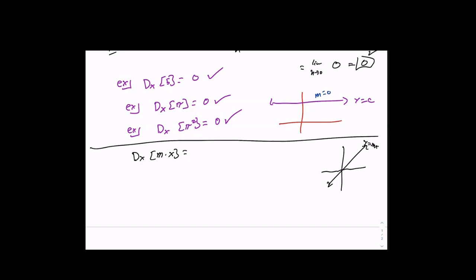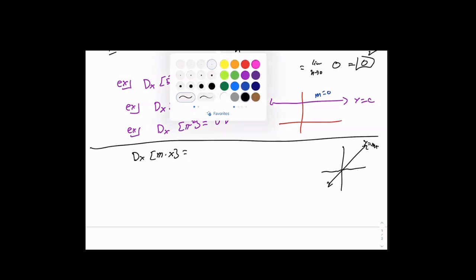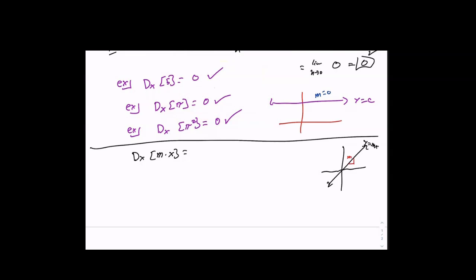What is the slope of the line y equals mx? At any point, no matter where you go, what is the slope at any point along this? Rise over run. And so what is it? If the equation is y equals mx, what is the slope?